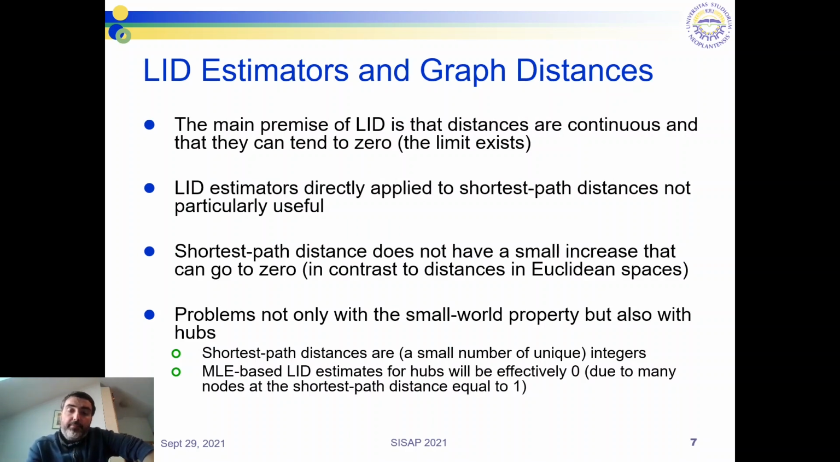However, the first approach has some challenges if you want to do this directly. First, theoretically, LID assumes distances which are continuous and that have a limit as we tend to the point in question. That limit is 0 for distances, obviously. If we use some graph-based distance like shortest path distance, this simply does not hold true. So applying LID estimators to such distances is not very useful.